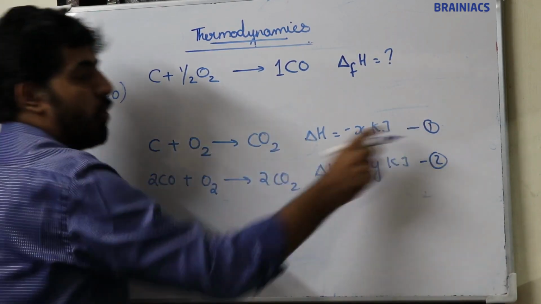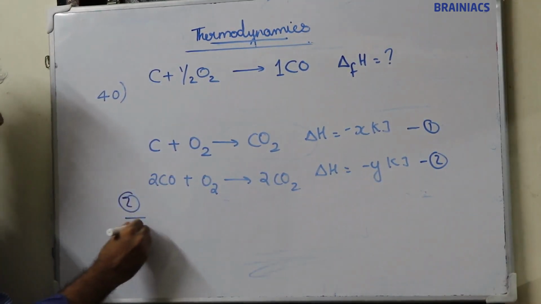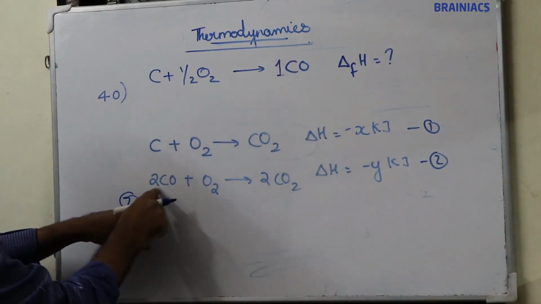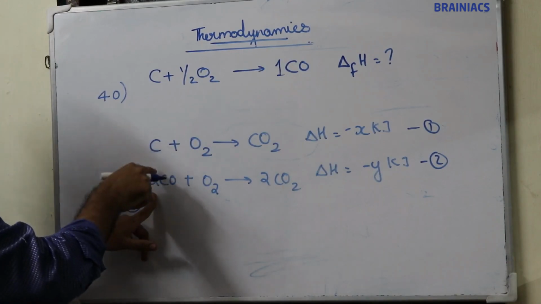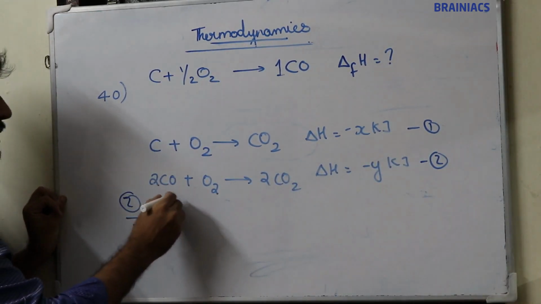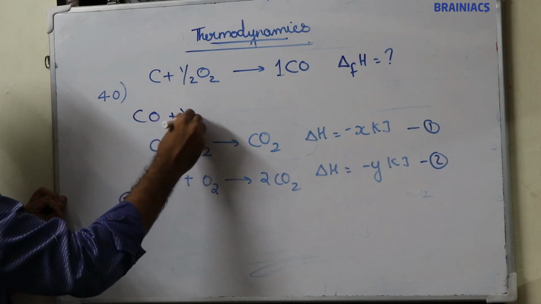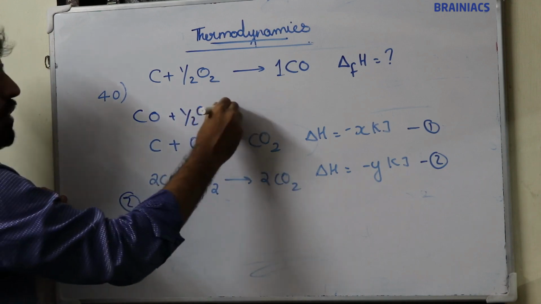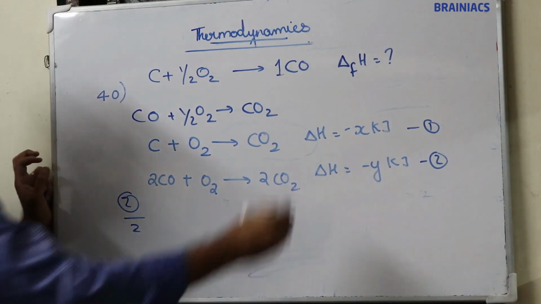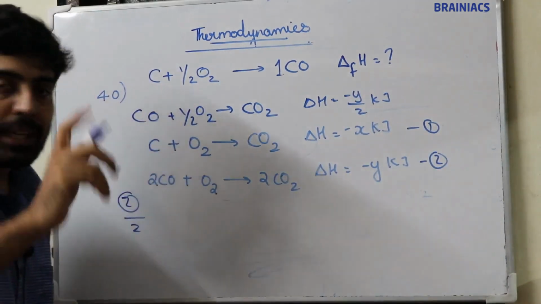So, let this equation be 1 and this equation be 2. I am dividing equation 2 by 2, because in this equation we need only one CO. Here there are two CO. So first divide this equation by 2. It will become CO plus half O2 giving CO2. Delta H value will be minus y by 2 kilojoules. Right? I think it's clear.